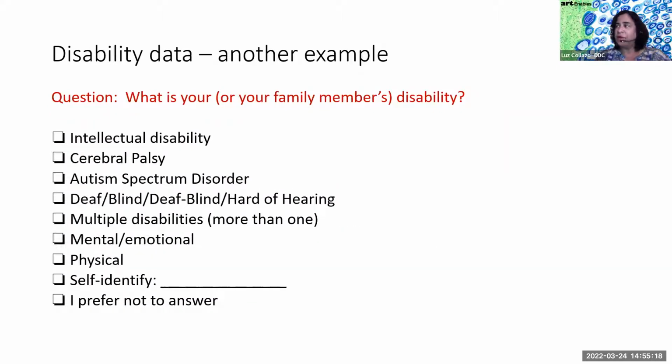Also, if we want more information related to the condition, here's the question: what is your or your family member's disability? Here you can open any option. It can be intellectual disability, cerebral palsy, autism spectrum disorder, deaf, blind, or hard of hearing, multiple disabilities, more than one, mental or emotional, physical, self-identify, or I prefer not to answer. Again, we open a blank space so the person can decide what they want to share.